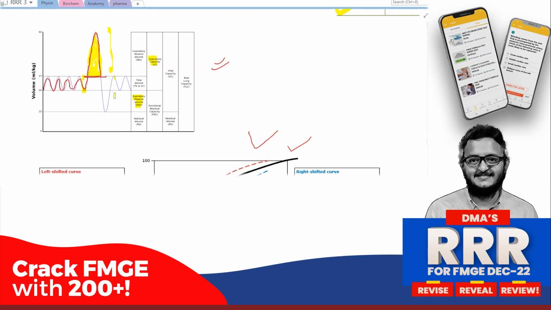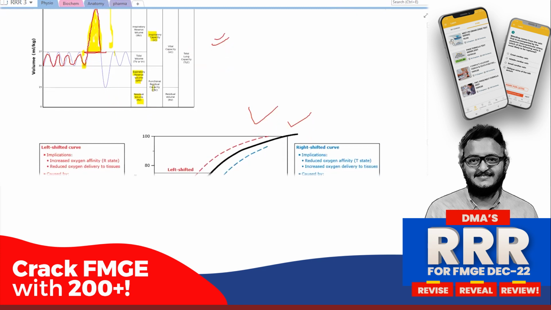But do you know that after doing all of this, there is still some volume left. That is the residual volume, around 1.2 liters. So 1 to 1.2 liters of volume will be left forever. Otherwise, your lungs will shrink and completely collapse. So the residual volume is really very important, otherwise lungs may collapse.